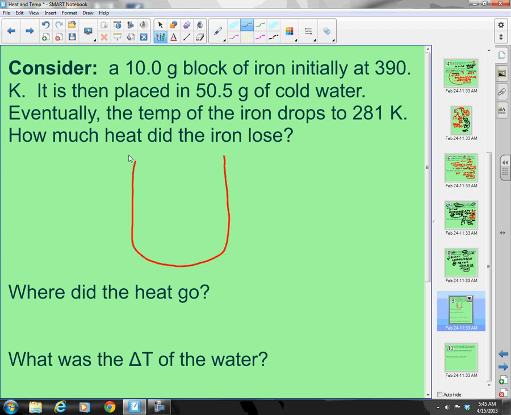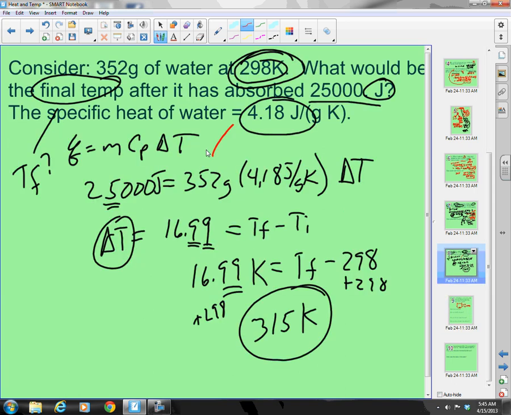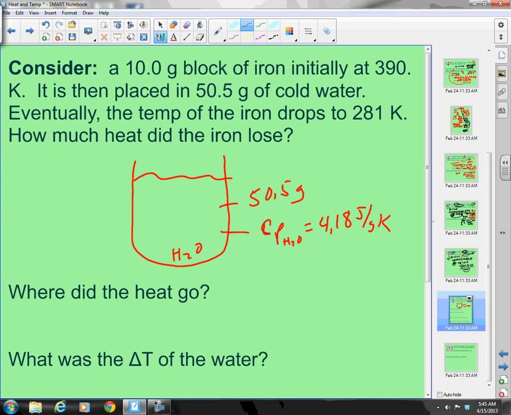Here's what I have going on here. I have water. And what do we know about this water? I have 50.5 grams of this water. And that's all I really know about my water. What I do know about my water, from our last question, is that my C sub P for my water is equal to 4.18 joules per gram Kelvin. Okay, and that I know from right here. Got it? What else do I know?